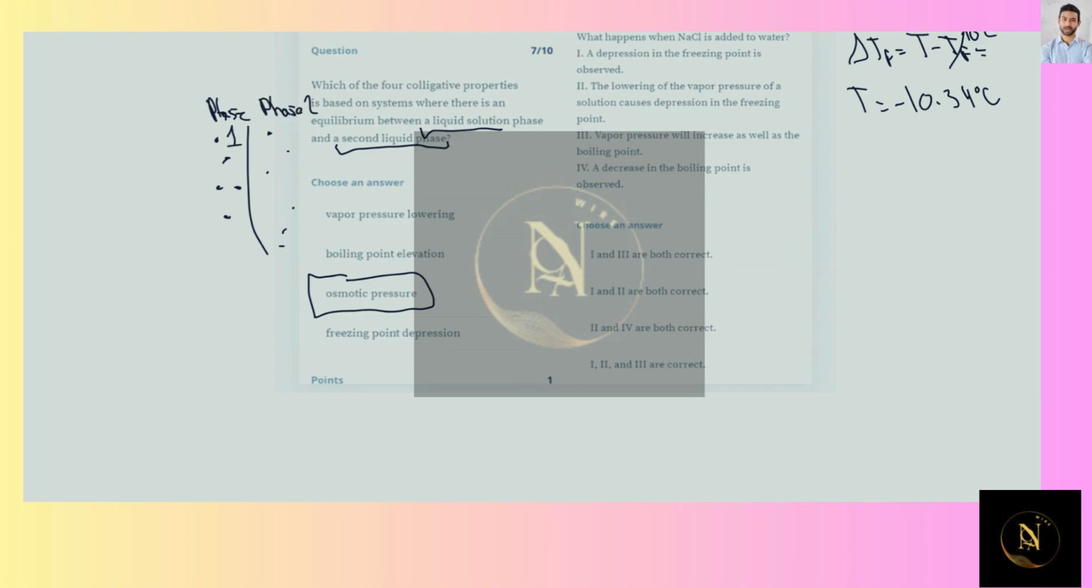And finally, what happens when sodium chloride is added to water? In this case, when we add sodium chloride to water, what we're going to observe are the colligative properties. So the depression of the freezing point is going to be true. We're going to have boiling point elevation, so boiling point lowering is not going to be correct. We're going to have a lowering of the vapor pressure, which is also a colligative property, and the vapor pressure thus is not going to increase. So in this case, the correct answer is 1 and 2.